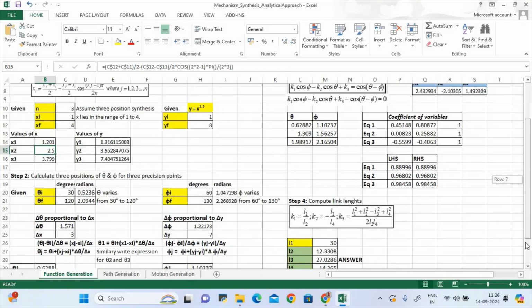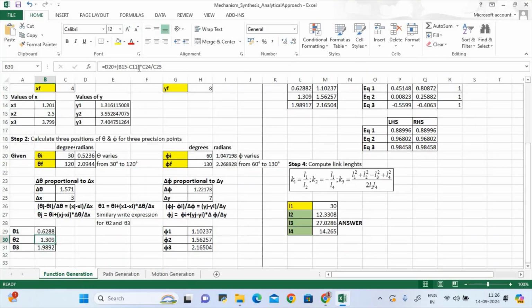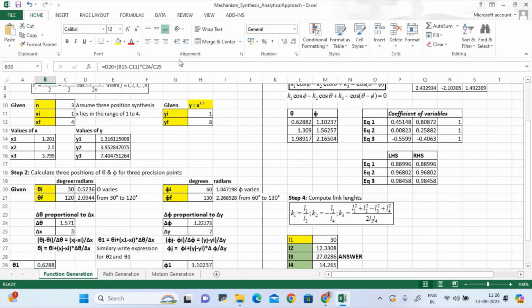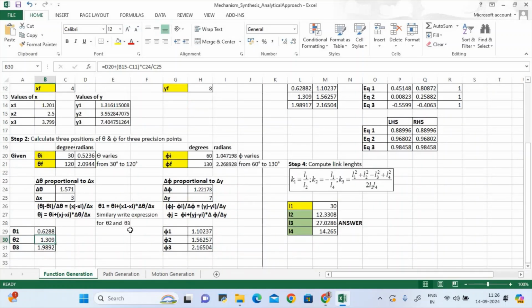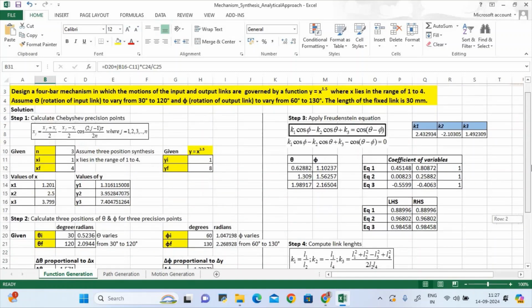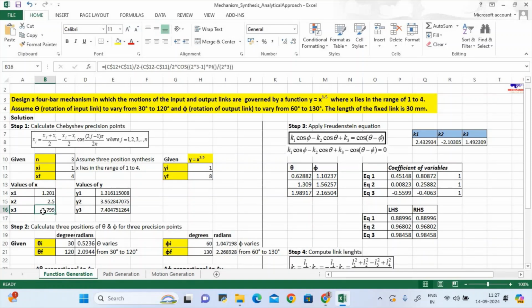Let me take you to that expression, just to avoid confusion. Here you can see this is B15, that is 2.5, minus C11, that is 1, multiplied by C24 by C25. Again, delta theta and delta x remain the same, so these cell values remain the same. You can apply the same concept to calculate theta 2. For the third precision point, the remaining values in this expression remain the same. The only change is the value of x. Now this xj will be taken as this value 3.799.